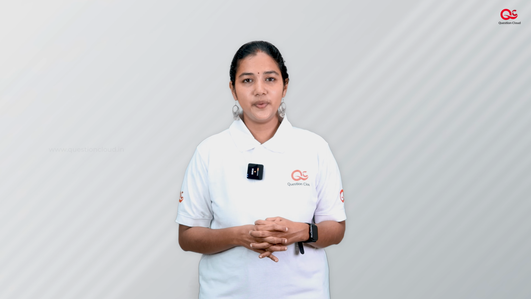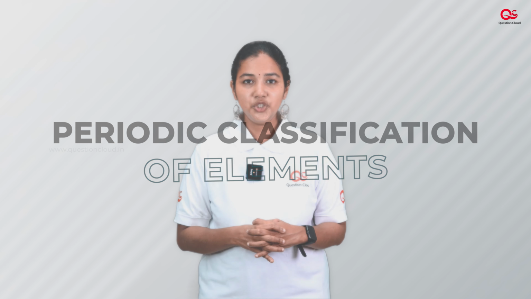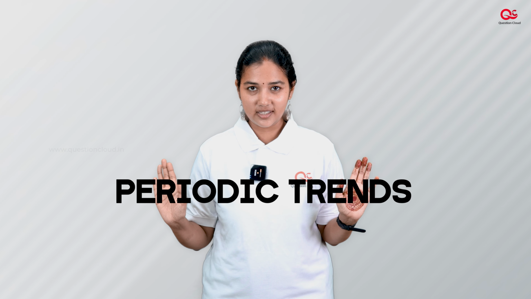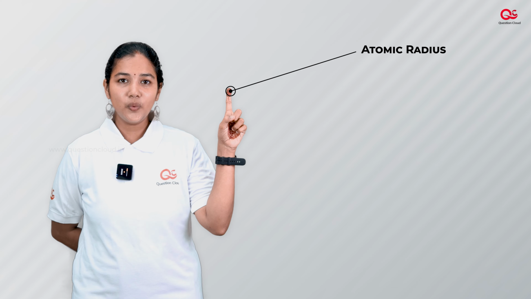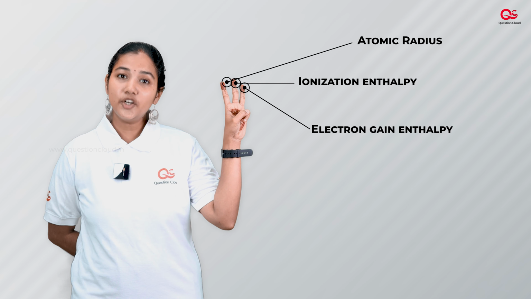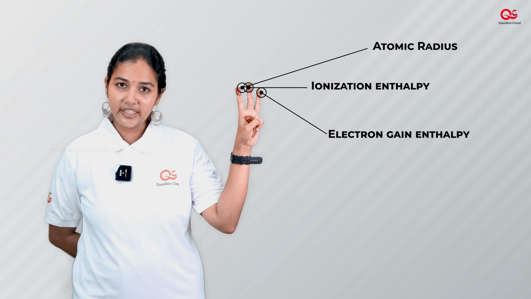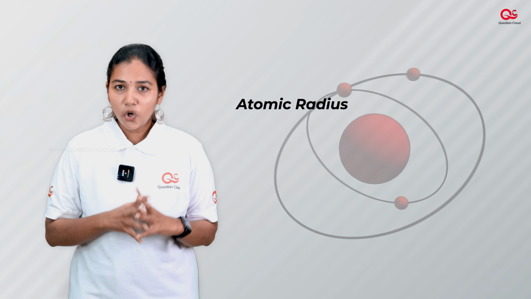Hi students and aspirants, we are going to discuss an important chapter, that is periodic classification of elements. In that chapter, we are going to discuss an important topic, that is periodic trends. What are all the periodic trends that you have studied so far? First one is atomic radius, second one is ionization enthalpy, third one is electron gain enthalpy or electron affinity, fourth one is electronegativity. So we're going to start with the first periodic trend, that is atomic radius.